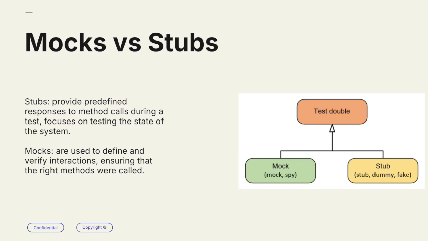Stubs focus on testing the state of the system after a method is called. You're verifying the output or changes in state. Mocks, on the other hand, test the interactions, ensuring that the right methods were called with the right data at the right time. If your goal is to test the output or final state of a unit, use a stub. But if you need to verify that specific interactions occur between components, a mock is the better choice.